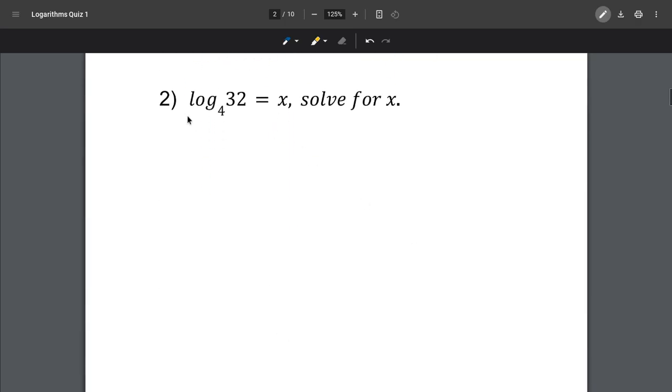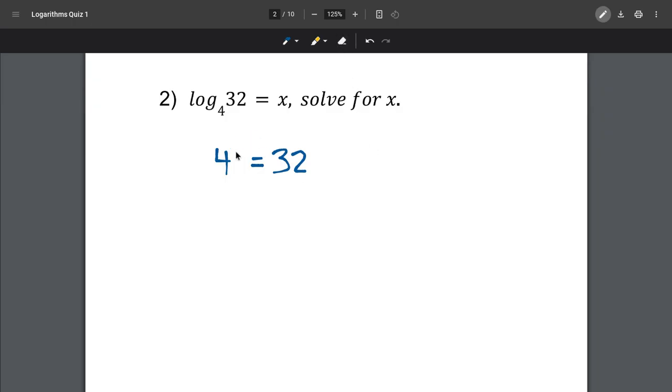All right, problem 2, we have a log with a base of 4 of 32 equals x. We want to solve for x. So we could start off and try and set this up and say 4 to the x equals 32. And then we're going to look for how many times we multiply 4 together to get 32. So if I do 4 times 4, that's 16. But if I multiply by 4 again, it overshoots 32 and goes to 64.